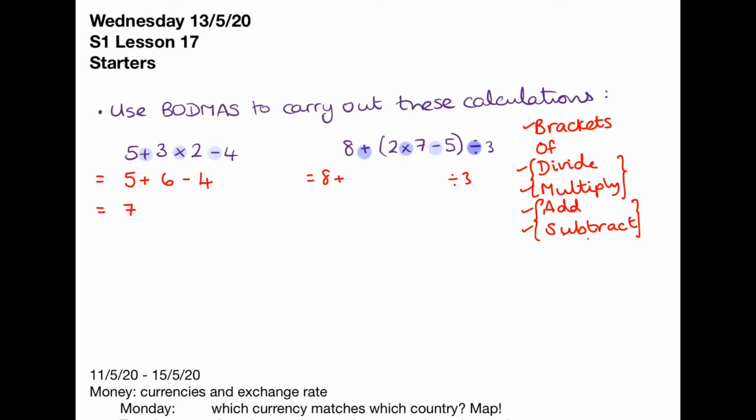So looking at our BODMAS list, the multiply has to happen before the subtract. So we do 2 times 7 first, and we take away 5. So what we've got here is 14 take away 5. So the value of the bracket is 9. And now we can see we've got an add and we've got a divide, and the dividing has to happen before the adding. So we do the 9 divided by 3 is 3. So it's 8 add 3, which is 11.